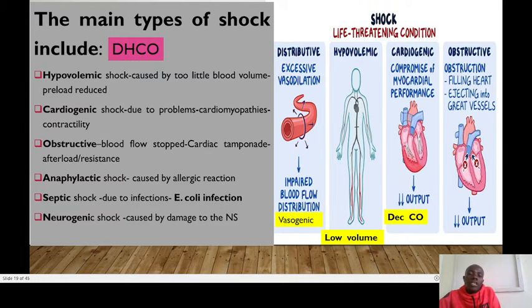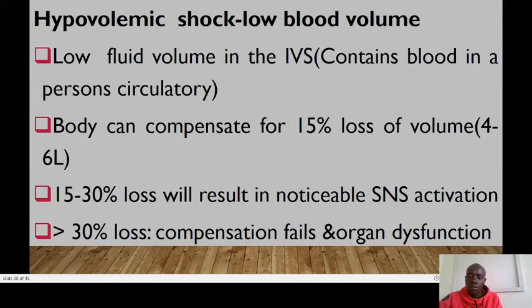And lastly, we have distributive shock, where we have excessive vasodilation that impairs blood flow distribution, especially to vital body organs. It is also referred to as vasogenic shock, and it could be neurogenic shock caused by damage to the nervous system, or septic shock caused by infections like E. coli infection, or anaphylactic shock caused by allergic reactions.